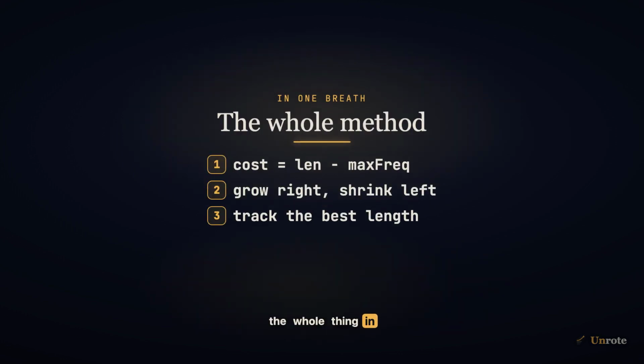So the whole thing in one breath. A window's cost is length minus its most frequent letter. Slide the right end out, pull the left end in whenever cost passes k, and track the longest window you see.